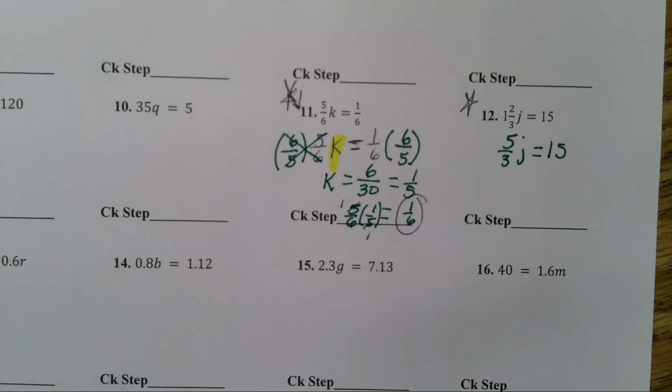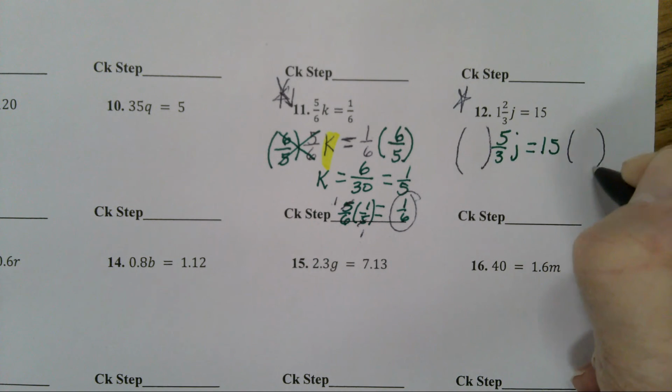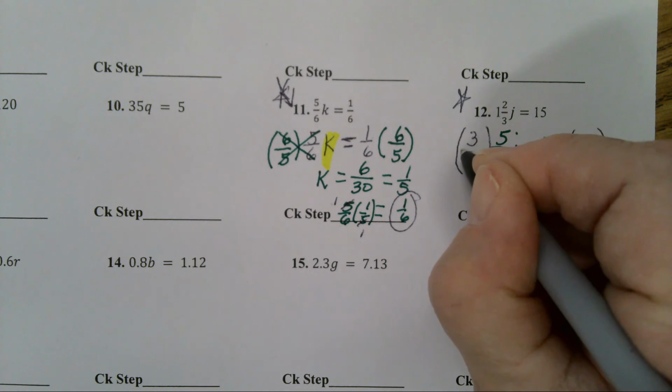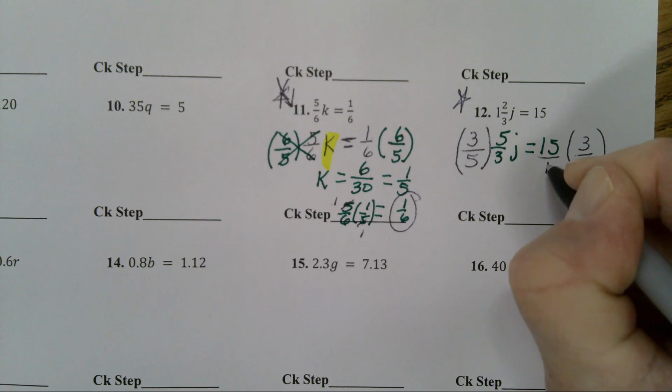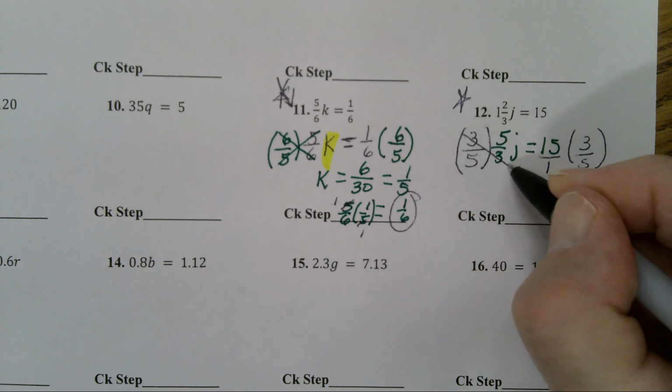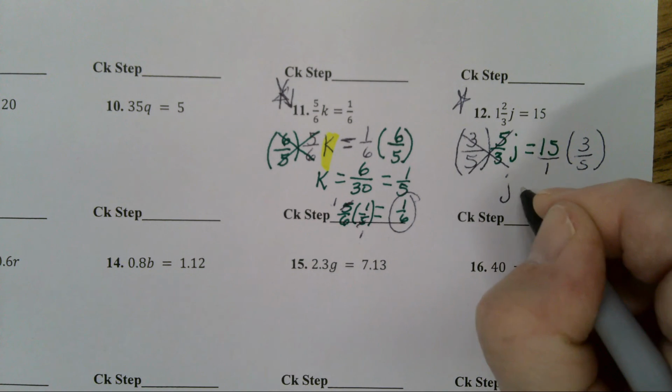Now I'm going to ask you, I have to get j all by itself. What am I going to multiply each side by to get rid of that 5/3? Not 5/3, 3/5. We are going to multiply, put the parentheses on each side, by 3/5. So I'm going to put that over a 1. Why? Because they cancel each other out and you end up with j all by itself.